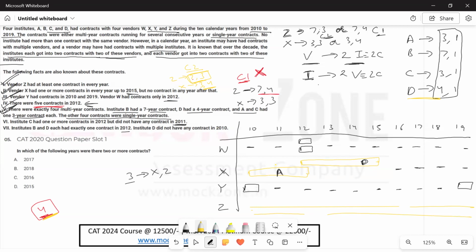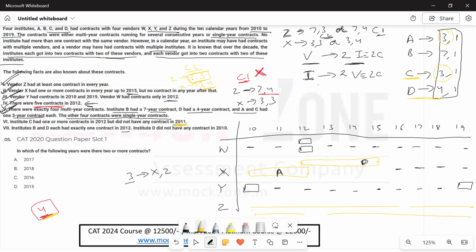but we know that this 3-year case, the 3-year contract, who all have the 3-year contract? One is A and one is C, and we know that the A contract is taken by X. So the 3-year contract which Z has is by whom? Is by Institute C, and we know that C cannot have any contract in 2011. So is this case possible that 3-year contract is coming first?